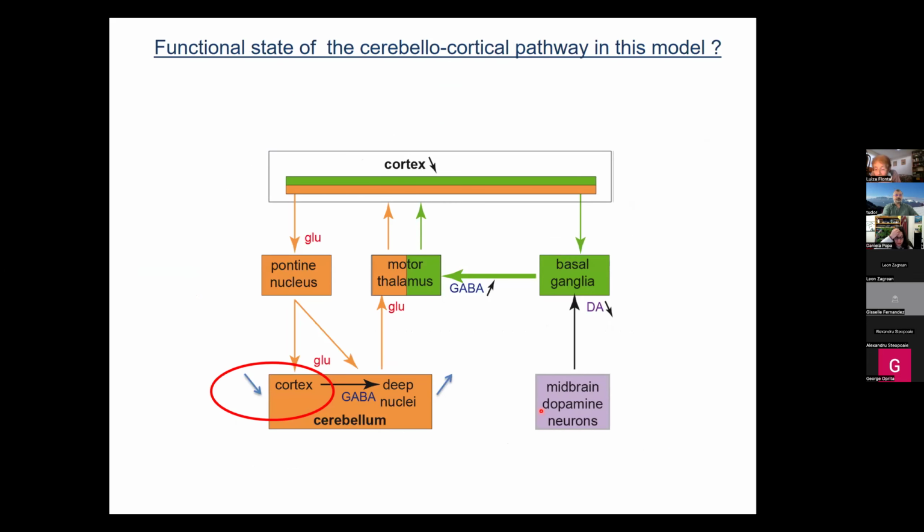So now, how is the functional state of the cerebellocortical pathway in this model? We saw here that we can have a decreased firing in the Purkinje cell. Because we have this model, we thought that we would stimulate the Purkinje cells directly, optogenetically, and then look at the functional state of the cerebellocortical pathway. This parallels what is done with CBI in humans.